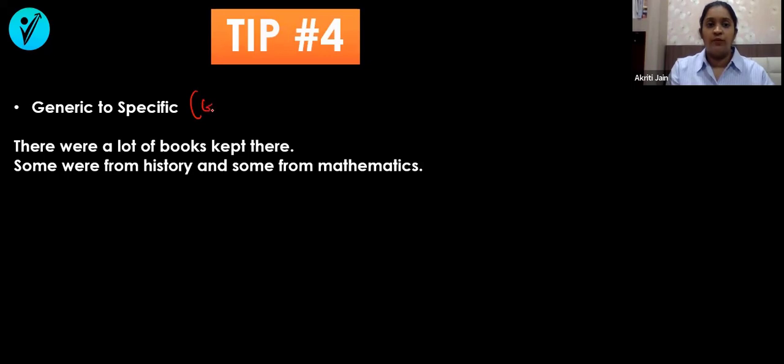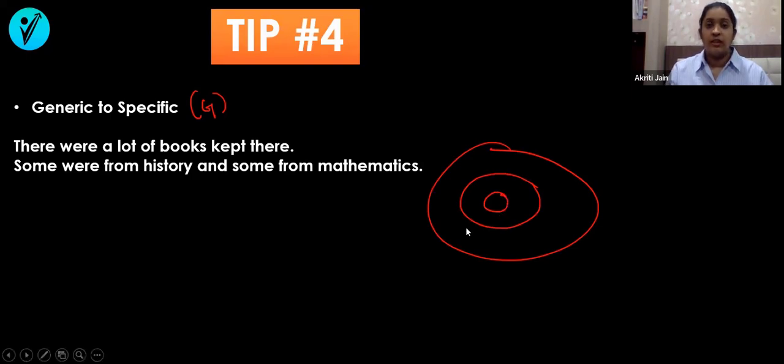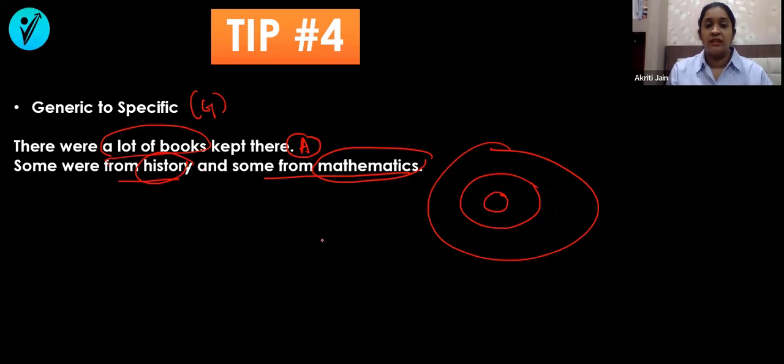Moving to the G of OCTGEN, which is generic to specific. As it is usually said, we first talk about the garden, we then talk about the trees, and then we talk about the fruits. So it is very simple. We always talk about the class, then the species, and then we come down to the examples. Similarly, that is the approach you should use in order to unscramble these sentences in a paragraph. Let's look at an example over here. There were a lot of books kept there. Some were from history and some from mathematics. So I first have to pick up the class over here. Books is generic and then I will say some from history and some from mathematics. This helps me understand the species, as they belong to the category of books. So sentence B will succeed A. It will be A and B in this order.